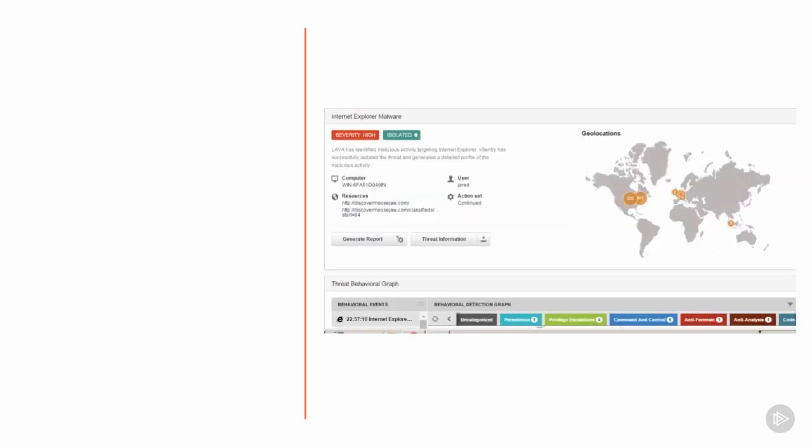And as usual, instead of looking at contrived examples, I'd rather look at a real sample. And this one's pretty busy. It's got a lot of activity across the internet, and we're going to dig into that and take a look and see. This is a real sample from the wild.